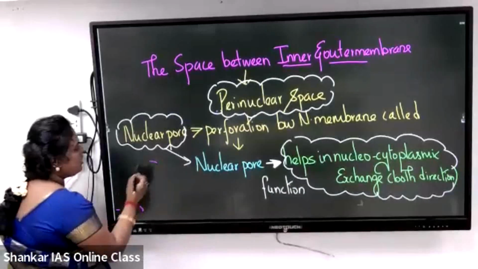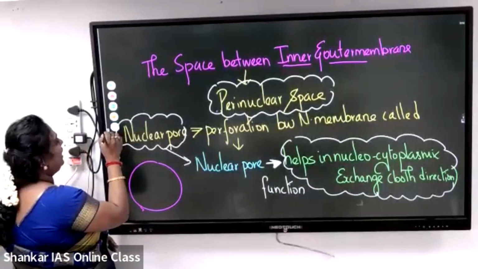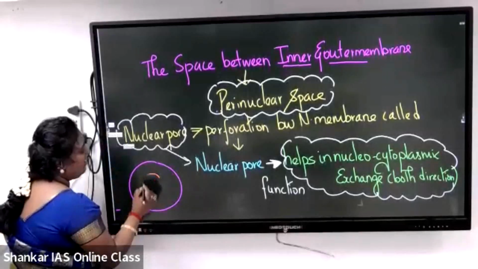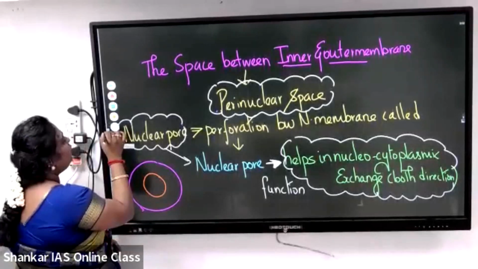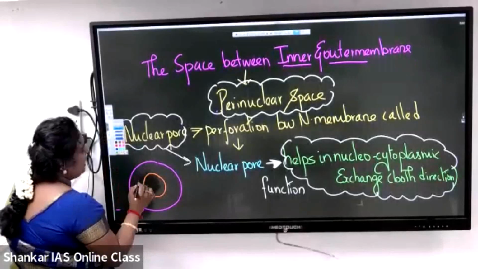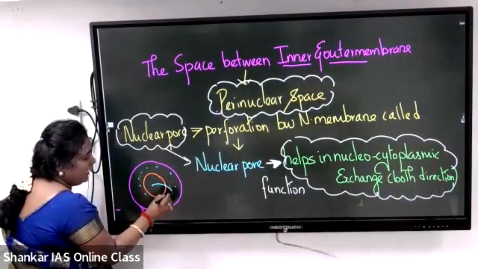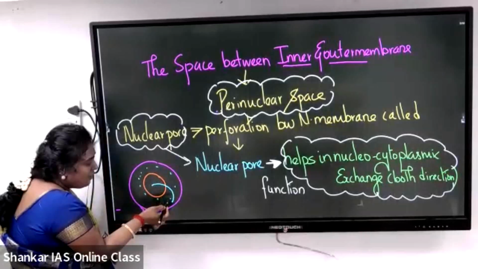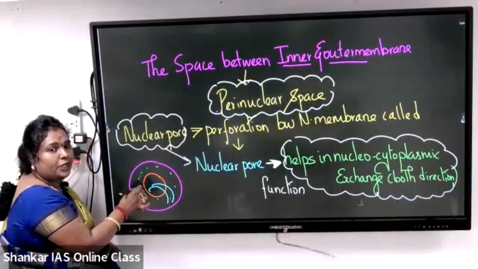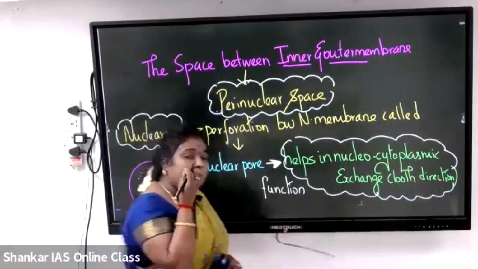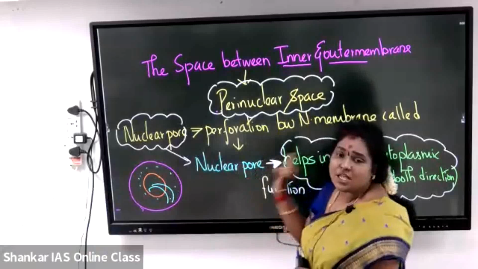Let me construct a diagram of a cell. This is the plasma membrane. The center part we call the nucleus, and the blue colored region we call the cytoplasm. Something from the nucleus should enter the cytoplasm, and something from the cytoplasm has to make an entry into the nucleus. So in both directions there should be some exchange. For the purpose of the exchange, we have this nuclear pore.